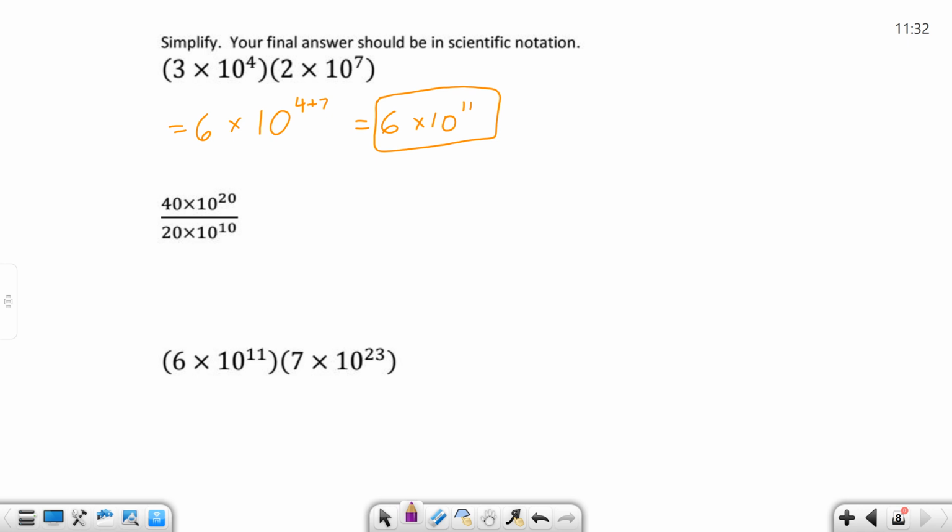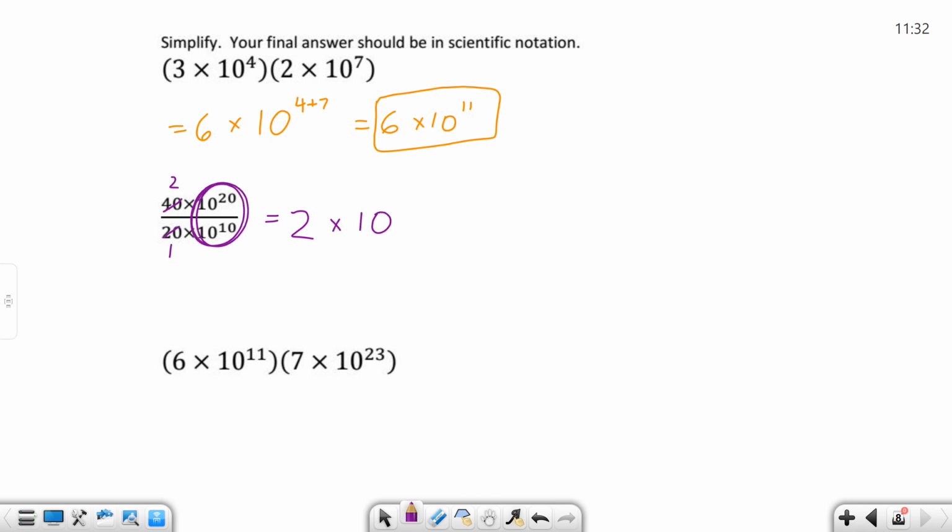So look at the next one. 40 times 10 to the 20th divided by 20 times 10 to the 10th. Again, when you divide two things, if it's one term over one term, a monomial over a monomial, then you can divide out the factors that are alike. So the 40 and the 20 are factors that are alike. 40 becomes a 2 and 20 becomes a 1, right? 20 goes into 40 twice. So this becomes 2 times 10.